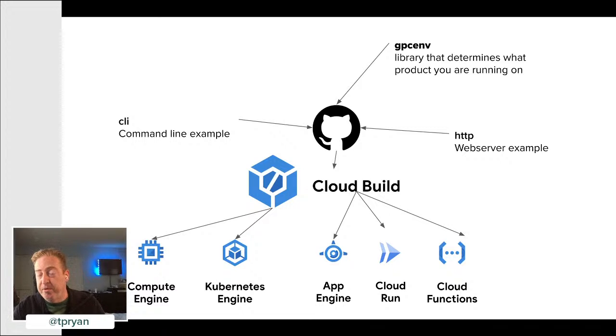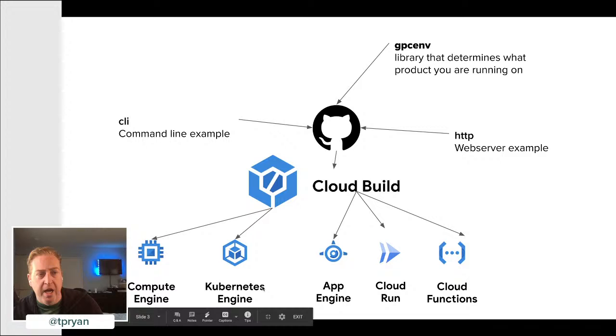One is a simple web server, and I use that with App Engine, Cloud Run, and Cloud Functions. And the second is a CLI interface that allows me to command line do the same queries.